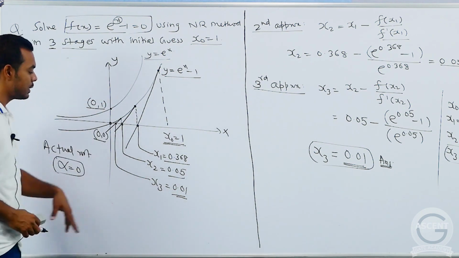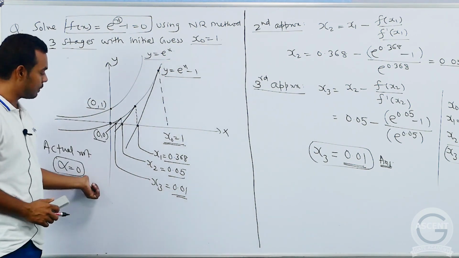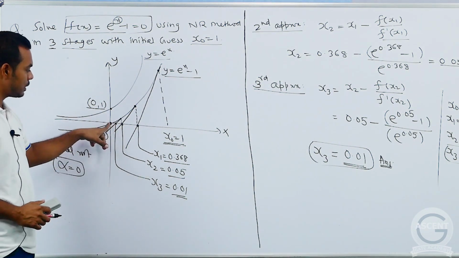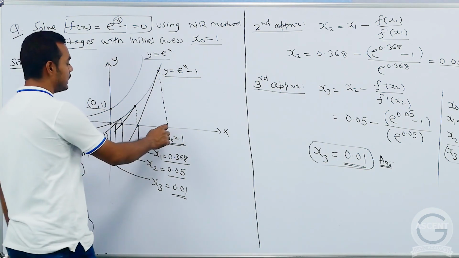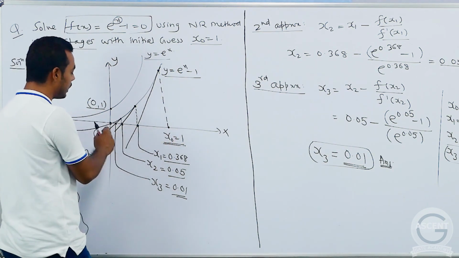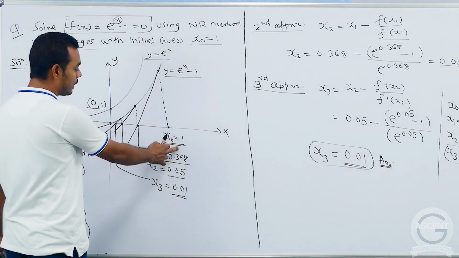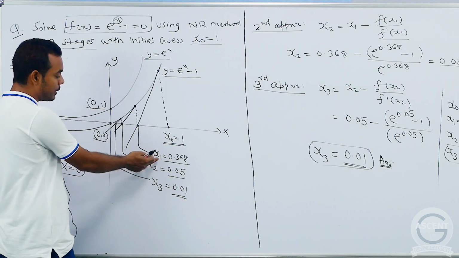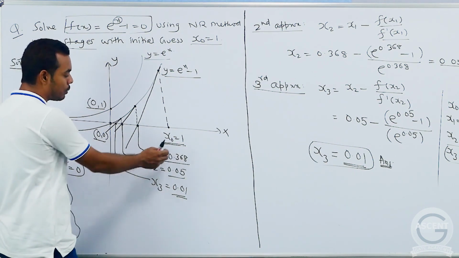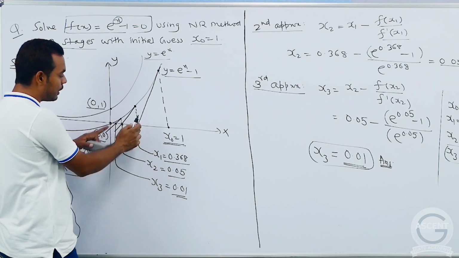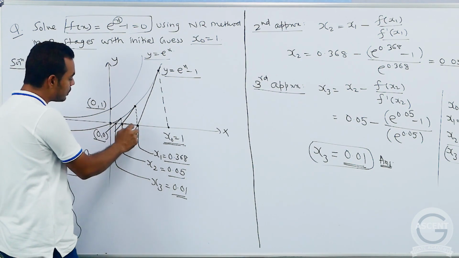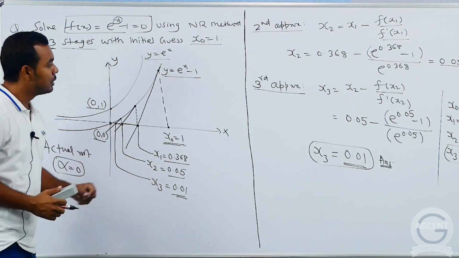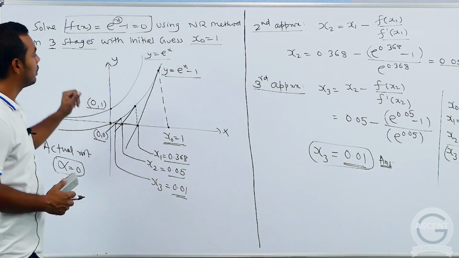So as you can see, now this x3 is very close to the actual root alpha. x3 is 0.01, actual root is 0. So the third approximation is very close to the actual root. So with each iteration we are getting closer and closer to the actual root. Initially our guess was 1, so the error will be 1 minus 0. Now our first approximation was 0.368, so now this will be the error. With each iteration we are getting closer and closer to the actual root, and the error is gradually being reduced. So this is the basic idea behind the Newton-Raphson method.